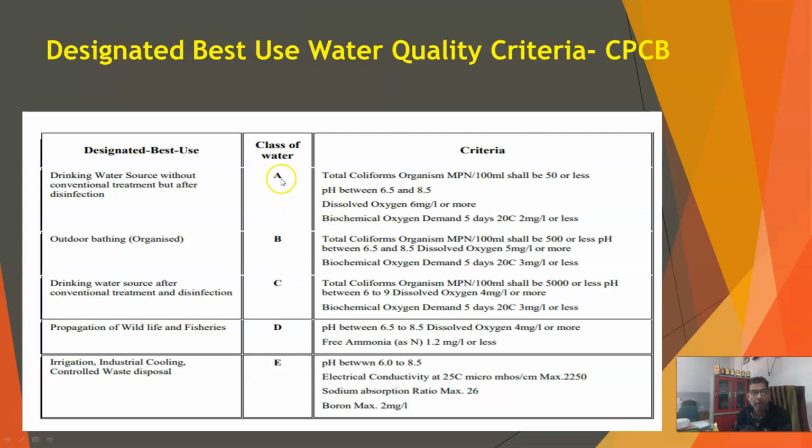For example, if the water class is A, in this water class the total coliform organisms should be less than 50 in 100 ml. Similarly, pH should be between 6.5 and 8.5. Dissolved oxygen should not be less than 6 milligram per liter, and biological oxygen demand should be 2 milligrams per liter. And all the parameters for all the classes are given. Just have a look and you can see how these designated best use water quality criteria have been given by the Central Pollution Control Board.